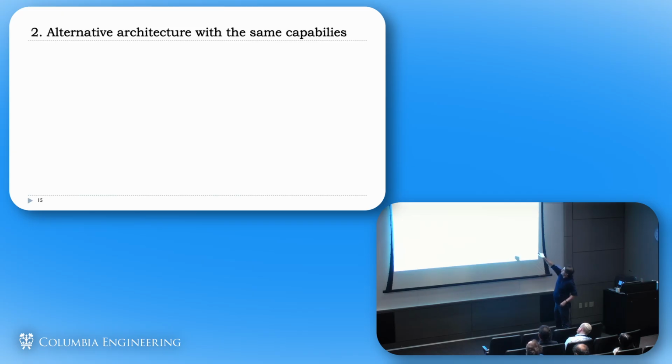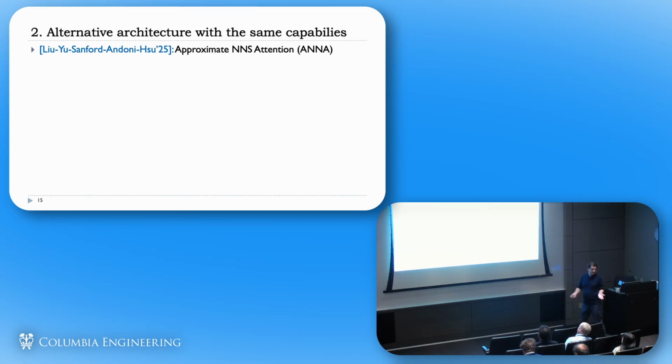So to do the alternative architecture, you can say, well, let us build a different architecture for the transformer, which is more efficient. It doesn't have this quadratic time scaling. Maybe it will be more efficient to compute, and has the same capability. So this is a paper joint with Liu, Yu, and Samford, and Daniel too.